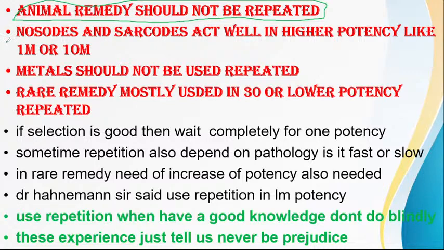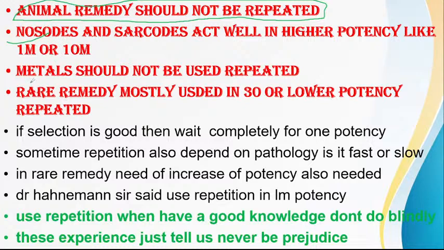The action of nosodes and sarcodes is very great in higher potencies, that is 1M or 10M. Obviously many doctors will have results in low potency, 30 or 200 also, but if we're talking about most cases, then the sphere of action of the nosodes and sarcodes has been seen with the higher potencies.